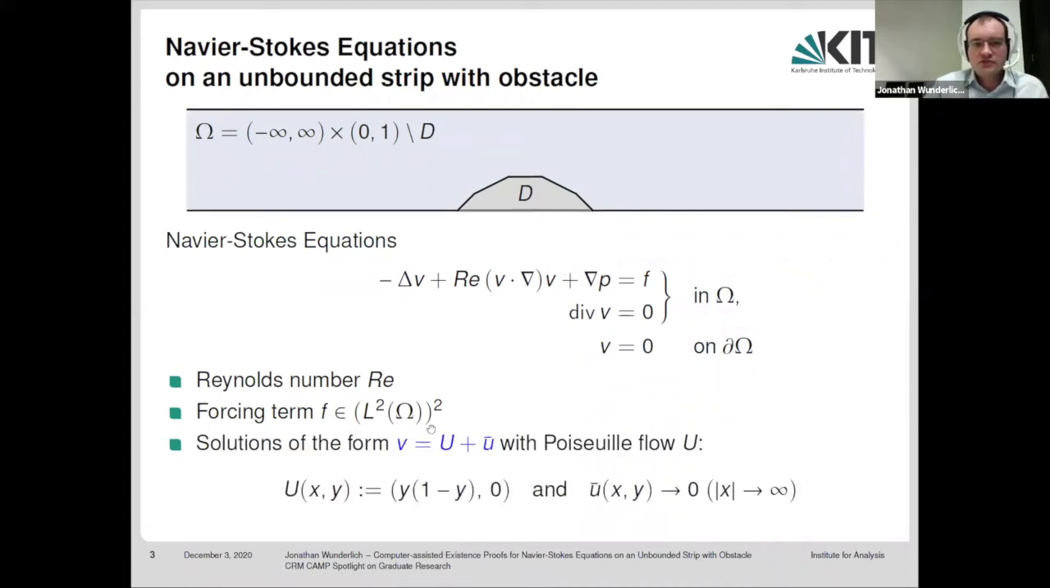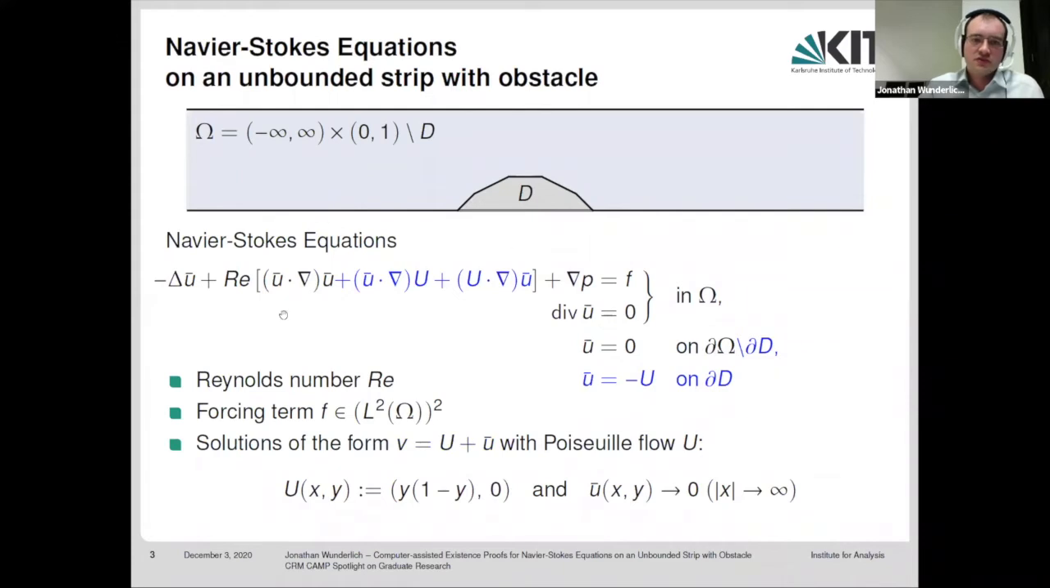We say V should be of the form Poiseuille flow plus some function U bar, where U bar tends to 0 as x goes to plus or minus infinity. So at infinity, we assume that our function is somehow the Poiseuille flow. And inserting this into the equation, we get these additional terms here. And what is some kind of nasty, we get these split boundary conditions at the boundary of the obstacle, where U bar should be equal to minus the Poiseuille flow, and we have the 0 boundary condition at the rest of the boundary.